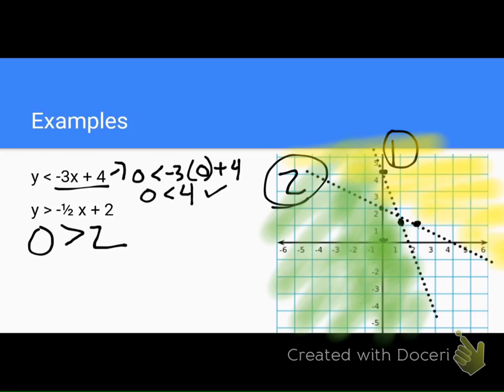Okay, then I look to see where the solutions overlap. So my solution to this system is this shaded region in here, this little pie slice where both shaded regions overlap.